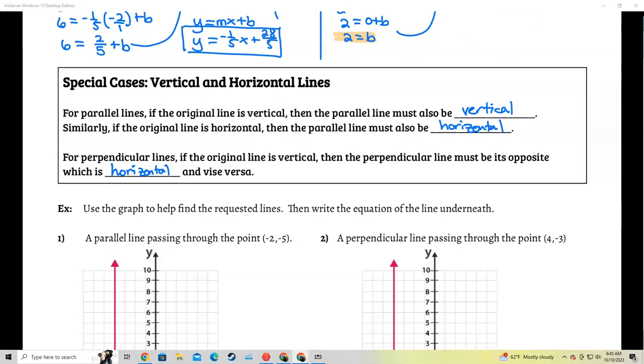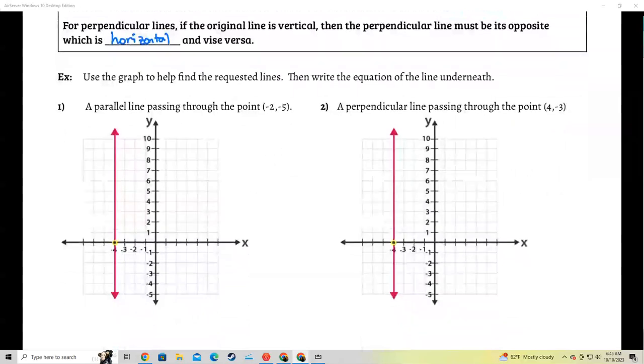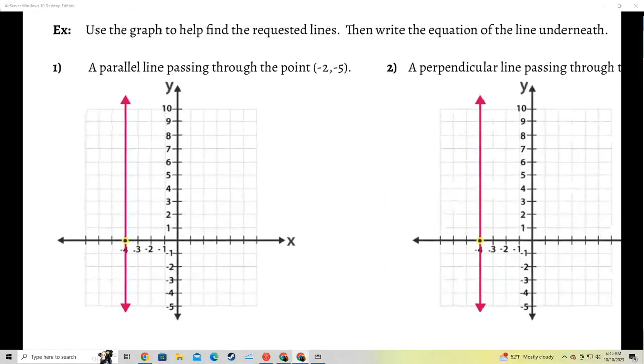So problem number 1 says, I want a parallel line to this one passing through (-2, -5). All right, well, here is the first graph, and I want the new graph to pass through (-2, -5). Here's (-2, -5). I want it to be parallel. If I want it to be parallel, then that means my line must be vertical, so that way they never touch.